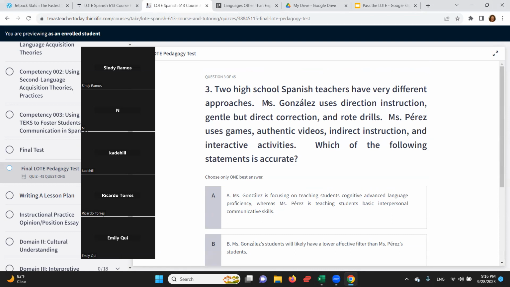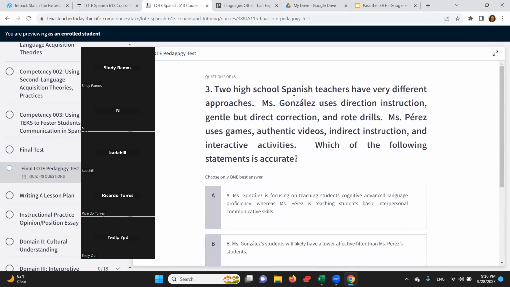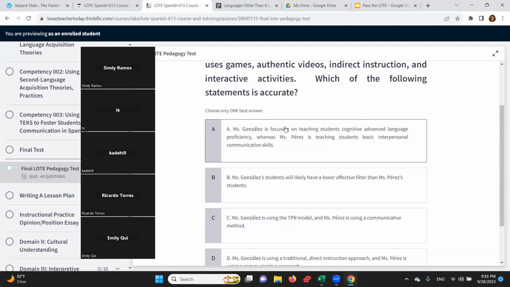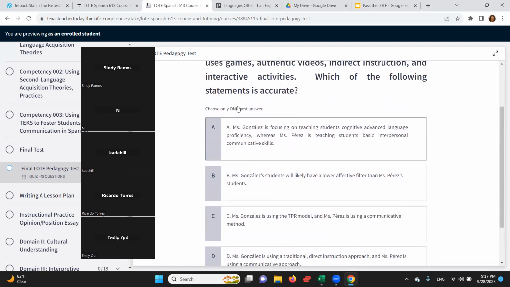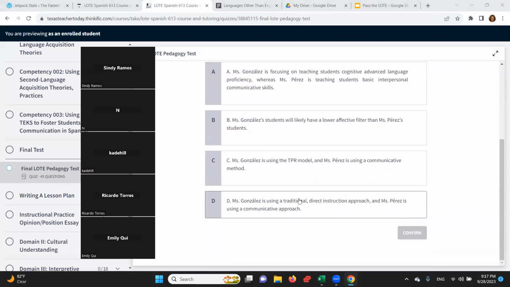Two high school Spanish teachers have very different approaches. Ms. Gonzalez uses direct instruction, gentle but direct correction, and rote drills. Ms. Pettis uses games, authentic videos, indirect instruction, and interactive activities. Which of the following statements is accurate? So again, Ms. Gonzalez is the one using direct instruction, correction, drills. And Ms. Pettis is using indirect instruction, interactive activities. Good. You guys are doing really well.